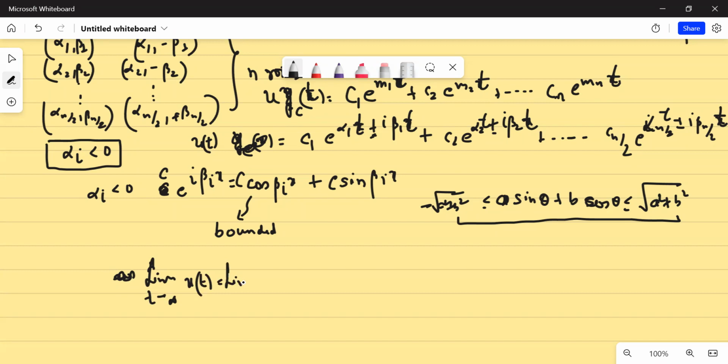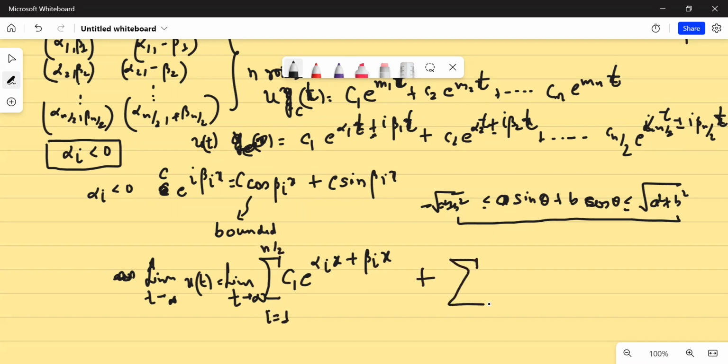So it will be equal to the limit as t tends to infinity of c1 e to the power alpha I, let me write it like this so that you understand, summation of alpha I t plus beta I x, where I varies from 1 to n by 2, plus summation I equal to 1 to n by 2, another constant, let's say ci, and here some other constant, let's say ki, and here comes e to the power alpha I t, making mistakes again and again, alpha I t plus beta I t.